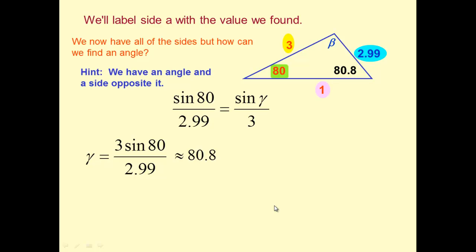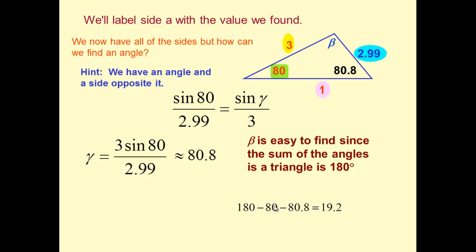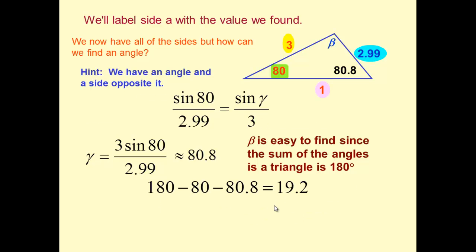So I'm going to fill that into my triangle. Now that I have two of the angles, it's easy to find the third. I'm just going to subtract those two from 180. And my last angle ends up being 19.2.